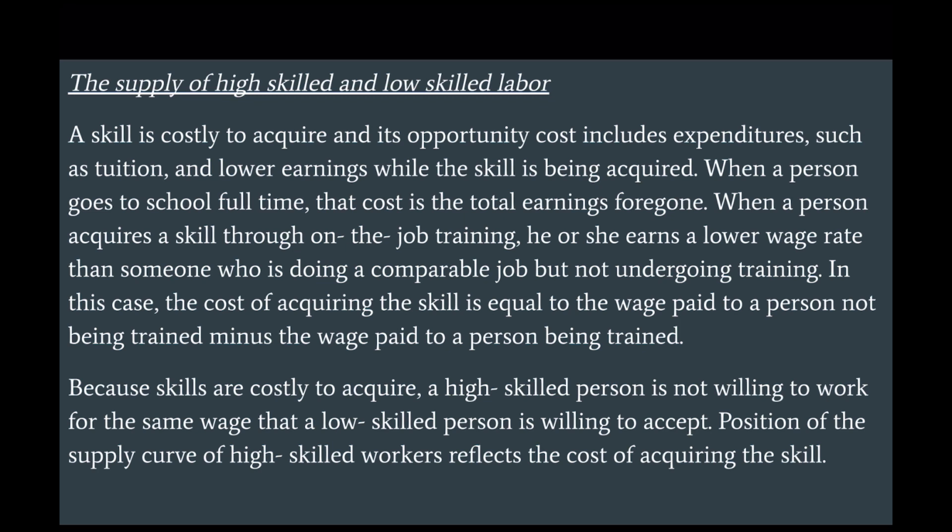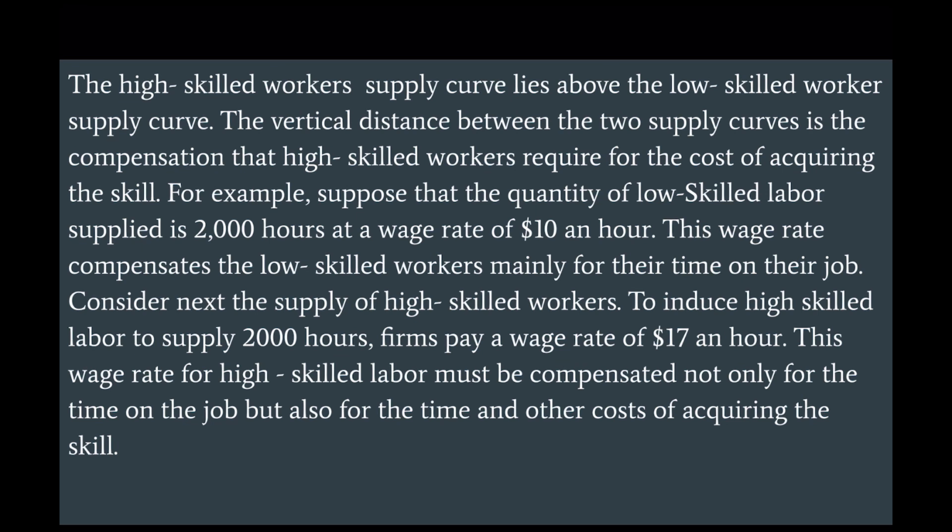Because skills are costly to acquire, a high-skilled person is not willing to work for the same wage that a low-skilled person is willing to accept. The position of the supply curve of high-skilled workers reflects the cost of acquiring the skill. The high-skilled worker's supply curve lies above the low-skilled worker's supply curve. The vertical distance between the two supply curves is the compensation that a high-skilled worker requires for the cost of acquiring the skill. For example, suppose that the quantity of low-skilled labor supplied is 2,000 hours at a wage rate of $10 an hour. This wage rate compensates the low-skilled workers mainly for their time on the job.